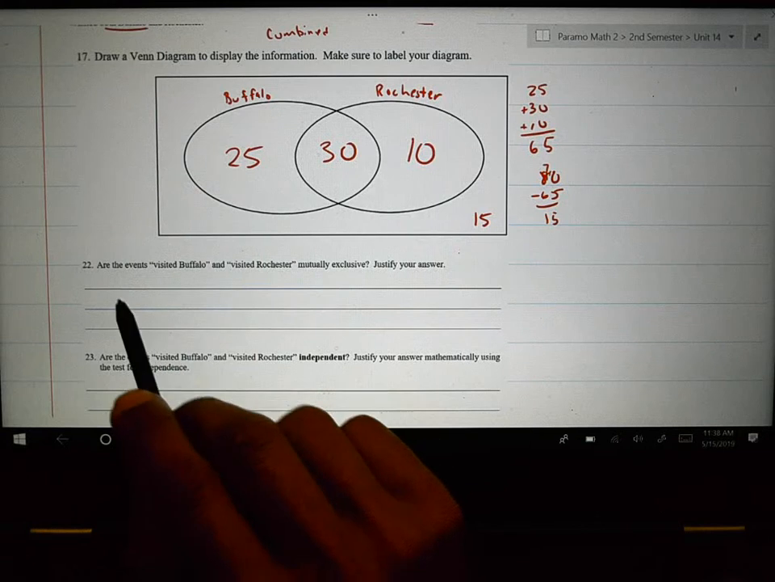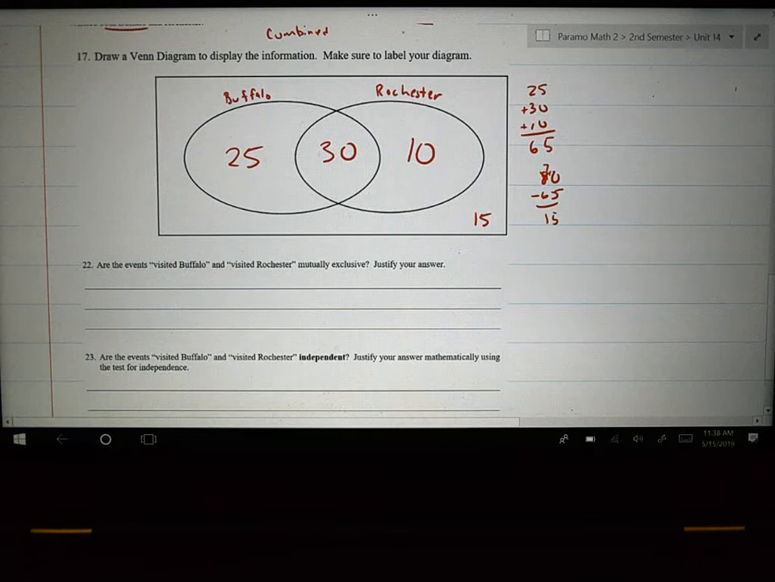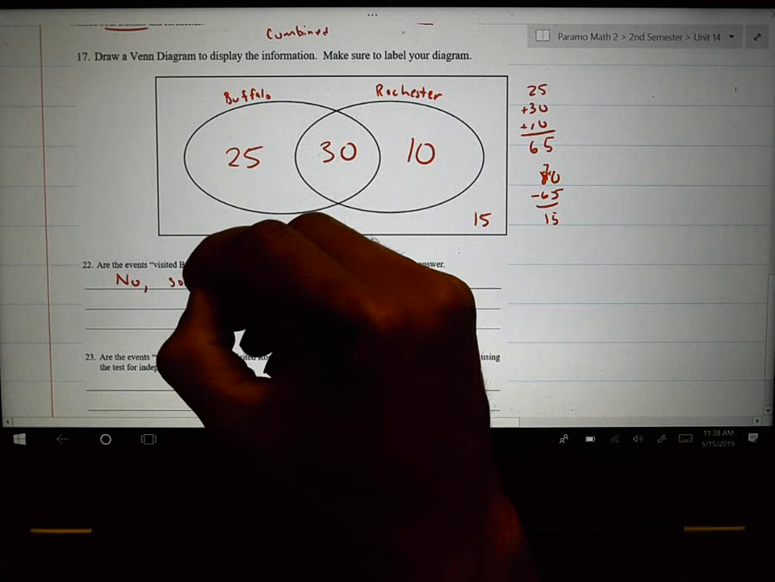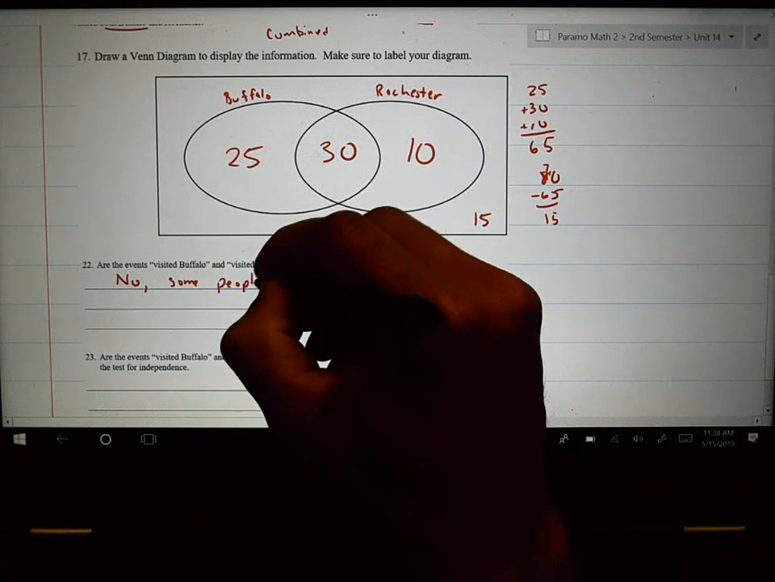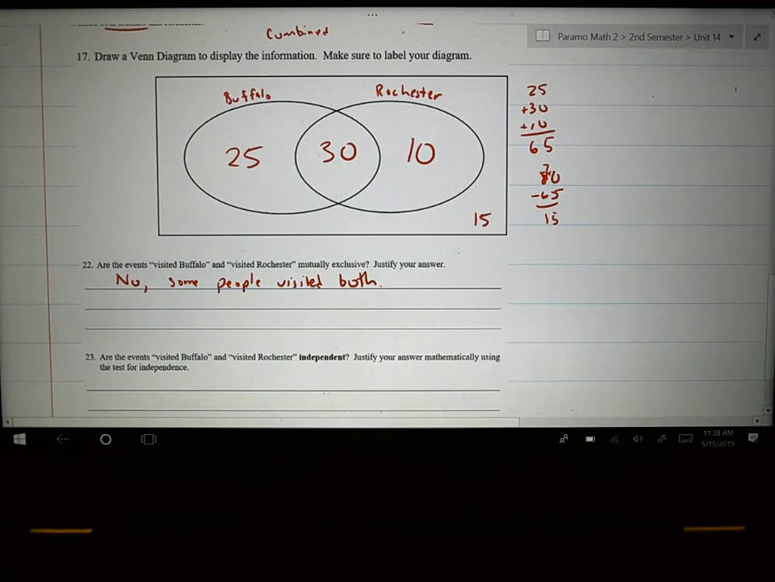Number 22 says, are the events visited Buffalo and visited Rochester mutually exclusive? Does visiting one mean you don't visit the other? Are those two separate events, or is there any overlap? If there is, the answer is no. The answer? No. Some people visited both. Mutually exclusive events cannot be in both.